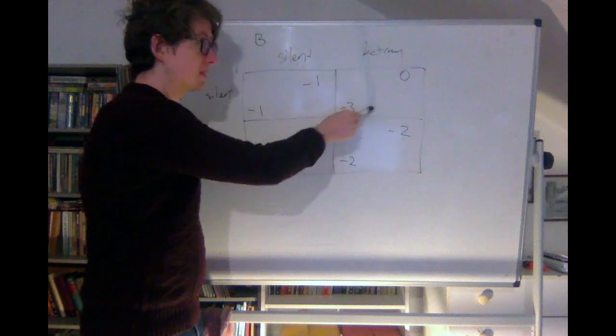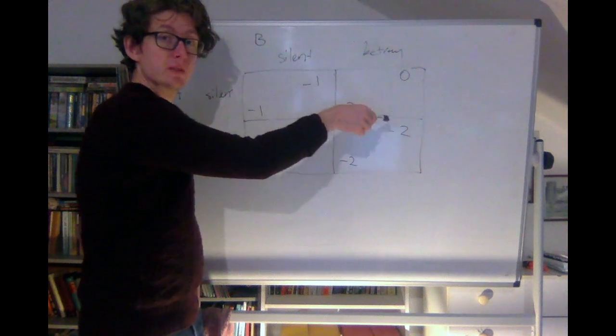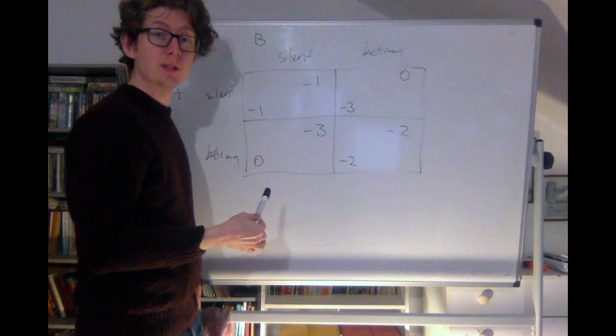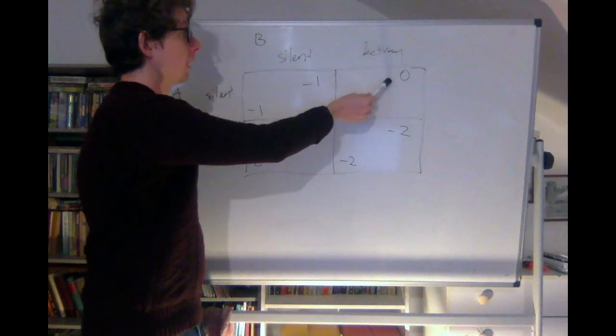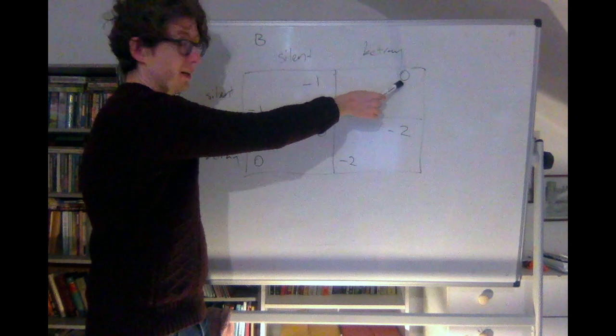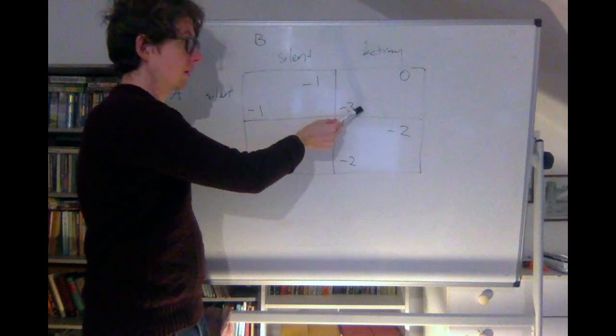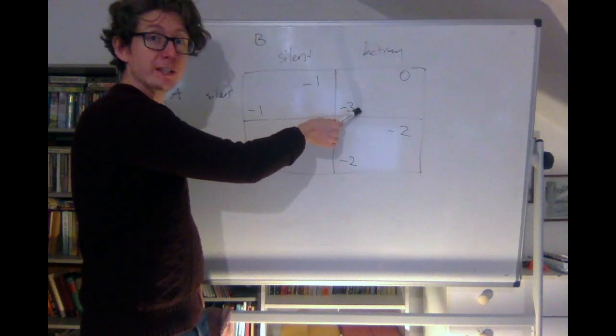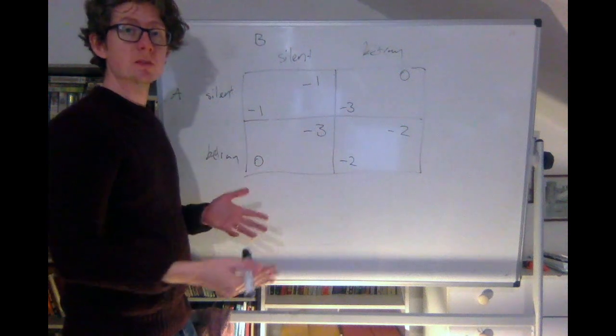You'll notice that it's the same numbers in this cell, just flipped, and that's because the payoffs for each person are flipped in this cell. When B betrays A and A stays silent, B goes free, i.e. gets 0, and A gets -3, i.e. 3 years in prison. So this illustrates all the concepts we talked about before.